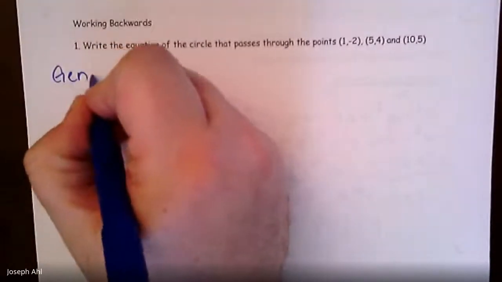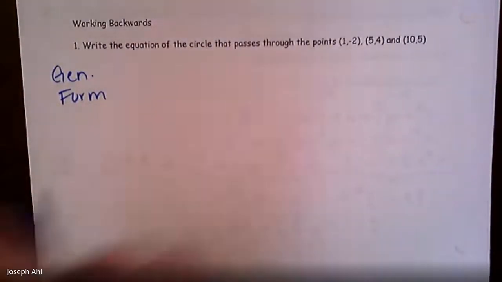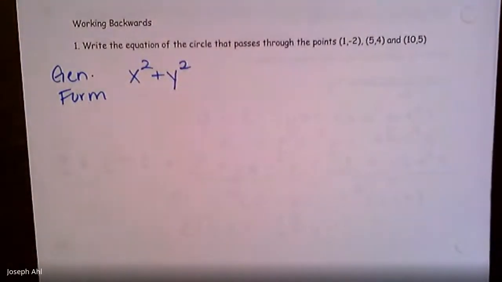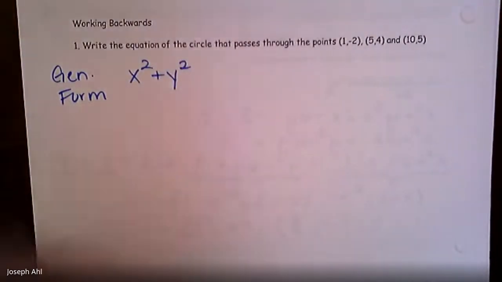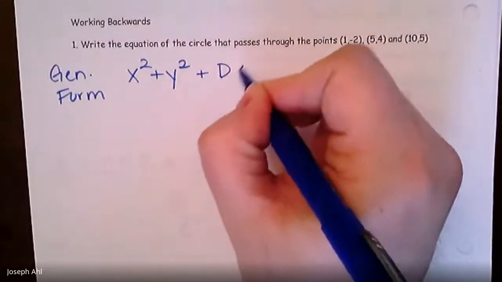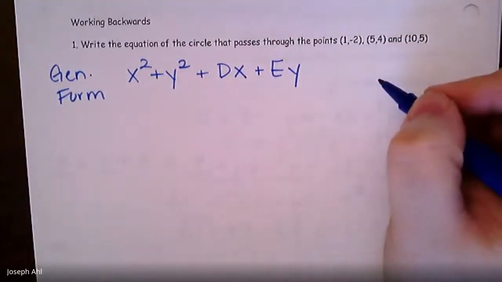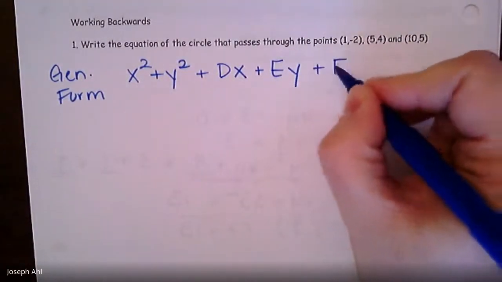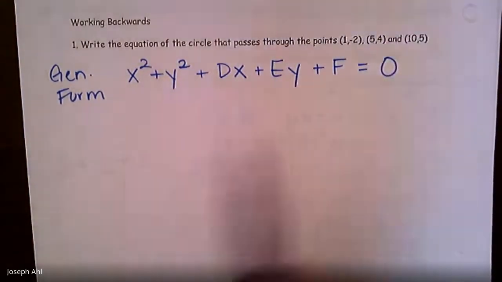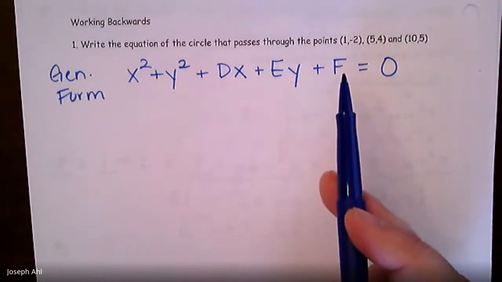What we're going to have to do is rely on, for this one, the general form equation of a circle. And the general form equation is basically what it looks like when it's not in completed square form. So it's x squared plus y squared. I'm going to let the coefficient of the x term be d, the coefficient of the y term be e, and the constant I'm going to call f. If you set that equal to 0, this is what the general form looks like for a circle. And this is a form that you'll have to be familiar with.